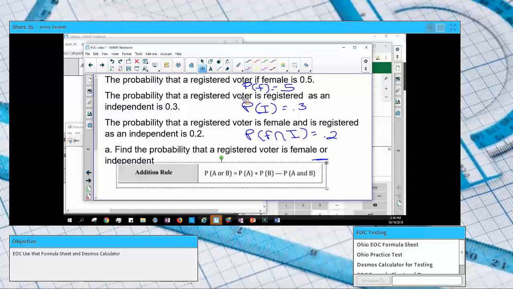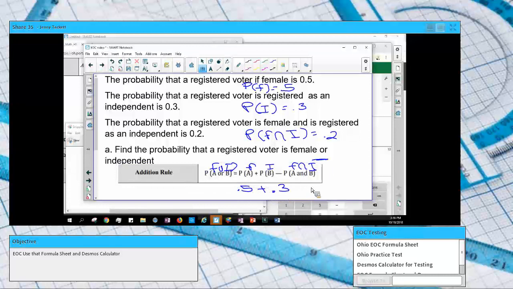So I'm going to say, okay, this is P of F or P of I. Now that makes sense because I can change this with an F, this with an I, this with an F, and I. Now it's just a matter of filling in my numbers. 0.5 plus 0.3 minus 0.2. That's 0.8 minus 0.2, sorry, is 6 tenths. So the probability is 6 tenths, or 60%.